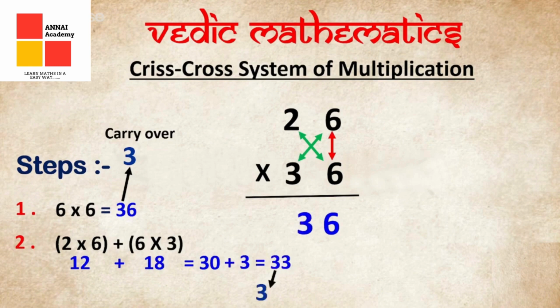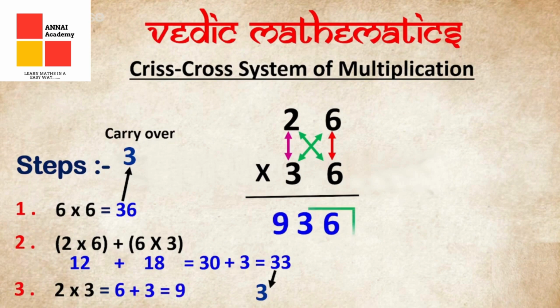Now we have to multiply the digits of tens place. Tens place digits are 2 and 3. We will do 2 into 3. 2 into 3 is 6. But we have already carried 3, which we will add to 6. 6 plus 3 is 9. Write 9 in your answer.